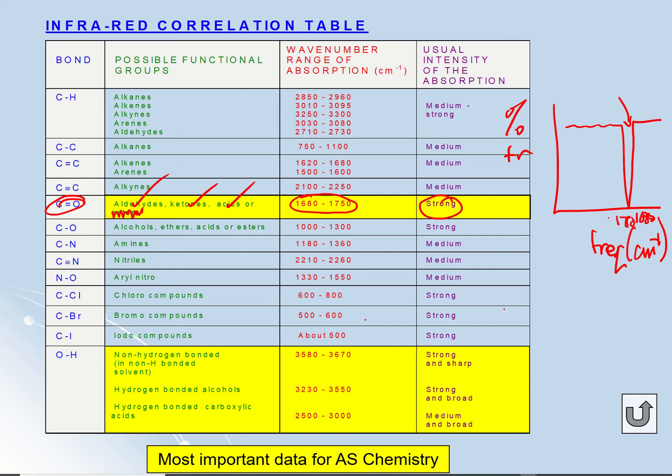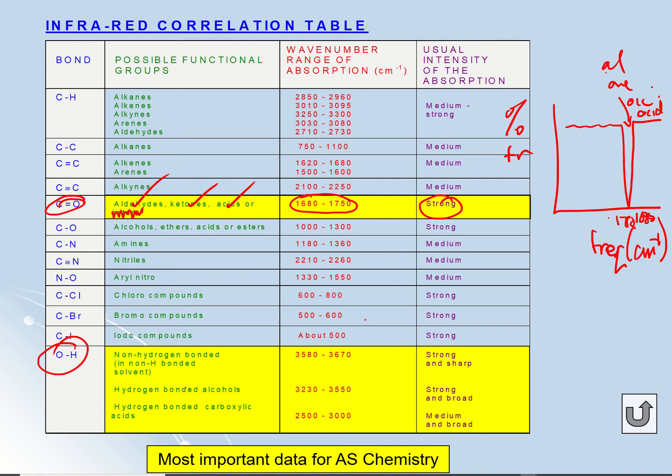So that region is not specific to that bond, or the bond is not specific to that molecule. So it could actually be three different molecules here. It could be an aldehyde, a ketone, or a carboxylic or oic acid. So you would have to couple that with the presence or absence of other peaks to try and work out exactly what it was.